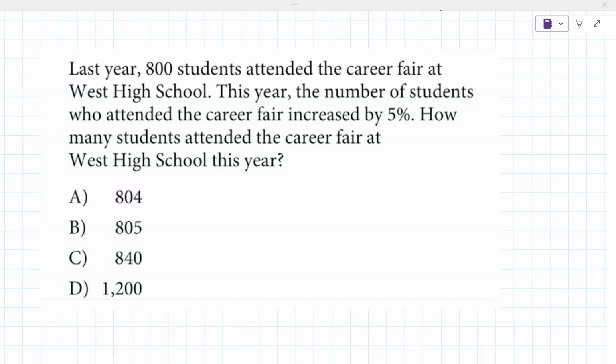C. Okay, and how confident are you in your answer? Pretty confident. Okay, you could be. You got the right answer there.